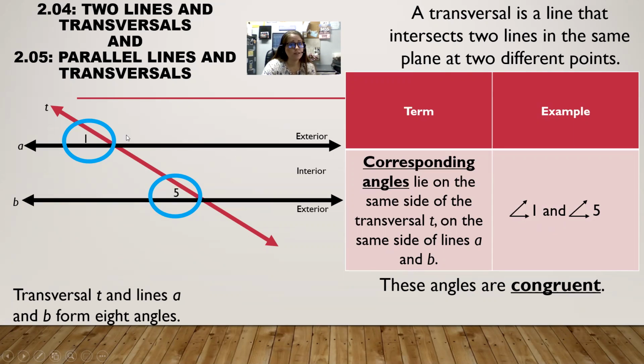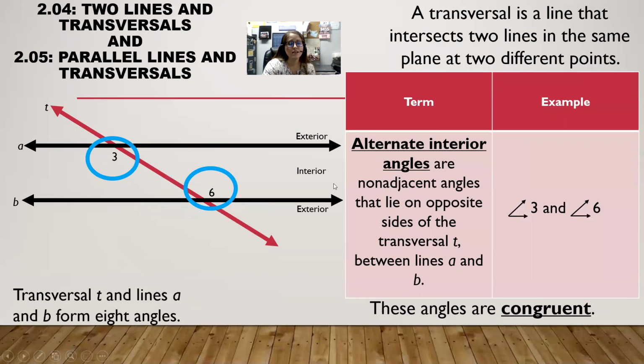Okay, the same if it were on the other side of the transversal, as long as they're on the same side of the transversal and they're both either on the top or the bottom of lines A and B, they would be considered corresponding angles. Make sure you note this important note down here. These angles will be congruent, okay? They are going to be congruent angles, so they'll be the same measurement. So if we know that angle 1 is 42 degrees, we would know that angle 5 is also 42 degrees. The next thing we're going to look at is alternate interior angles.